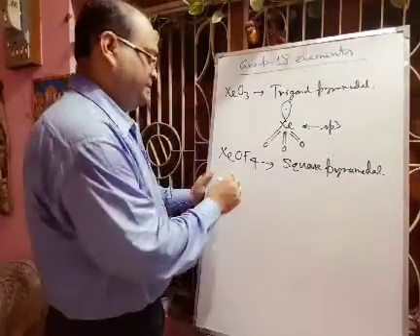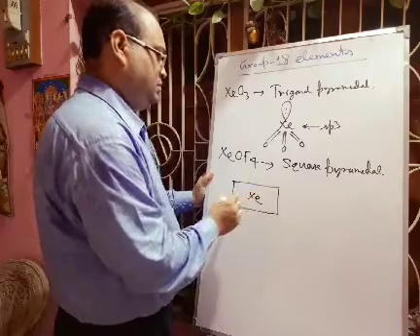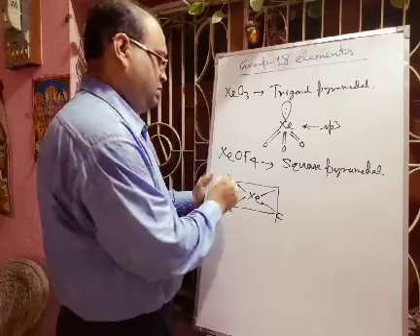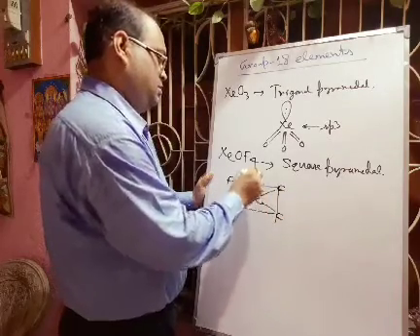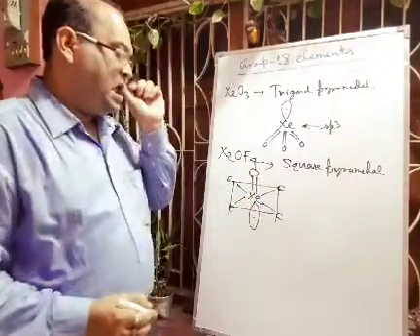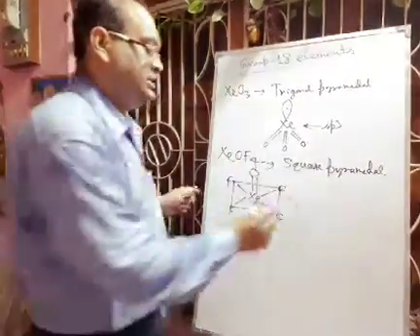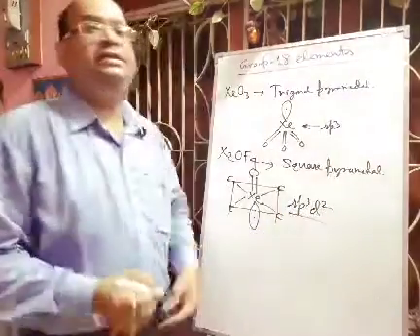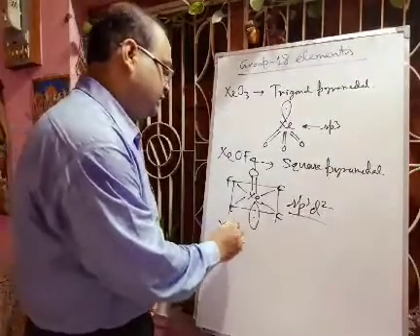So now here, this is the xenon, these are the fluorines, and here oxygen, and here one lone pair is present, and here 8 plus 4, that means 12, so this is sp3d2 hybridization. Okay, next I will discuss XeOF2.